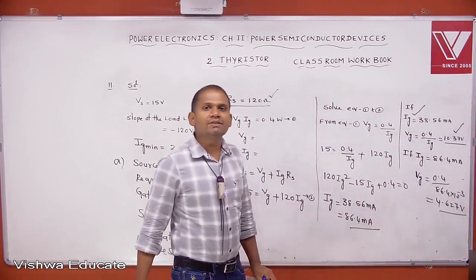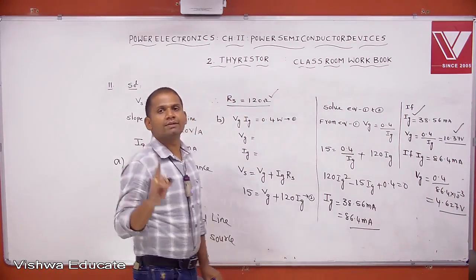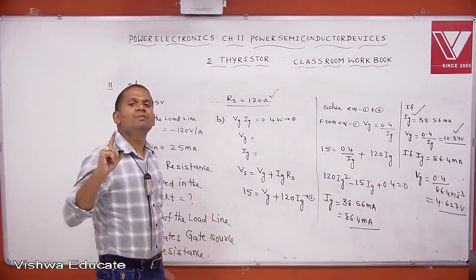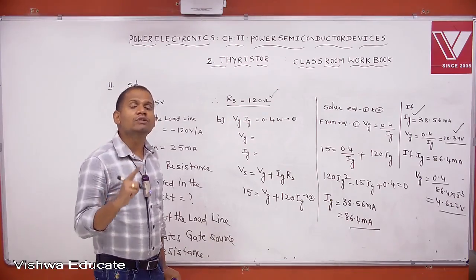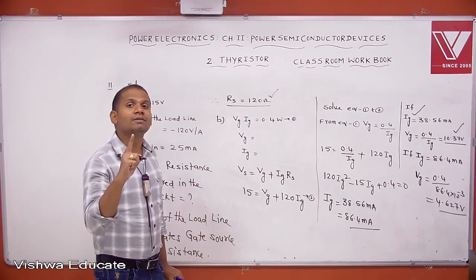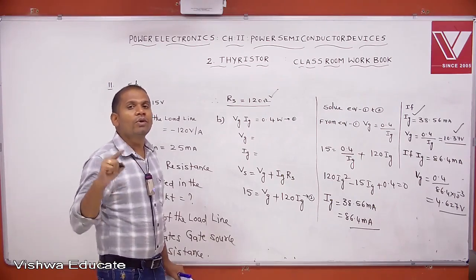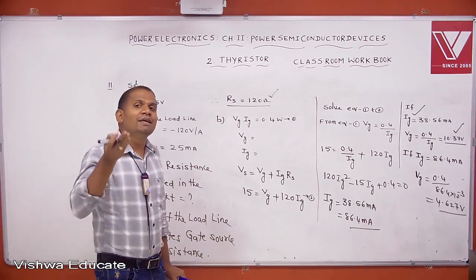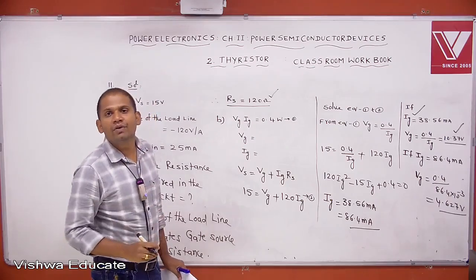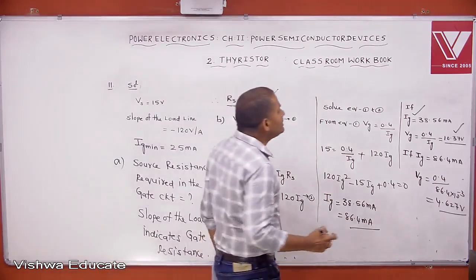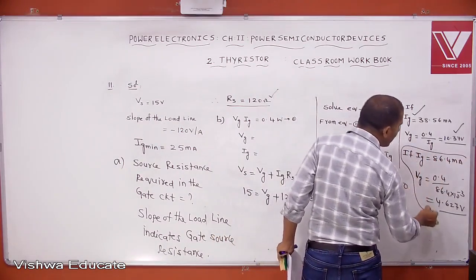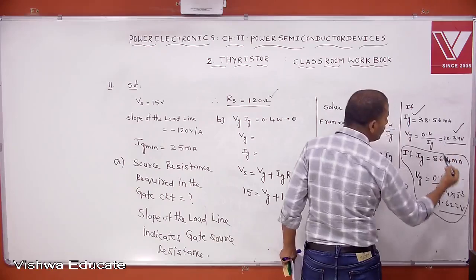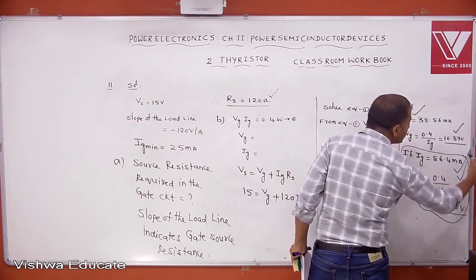Then which is the best selection? The selection of Ig must be one which reduces the turn on time. We know that if the gate current increases, the turn on time reduces. So the best selection is Ig equal to 86.4 milliamperes and Vg equal to 4.627 volts.